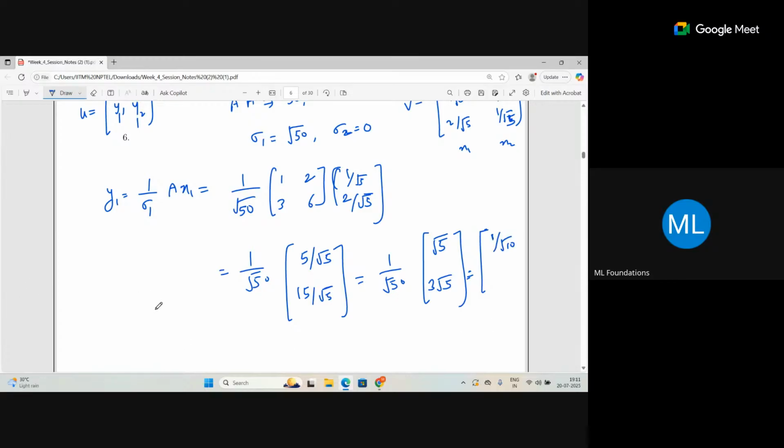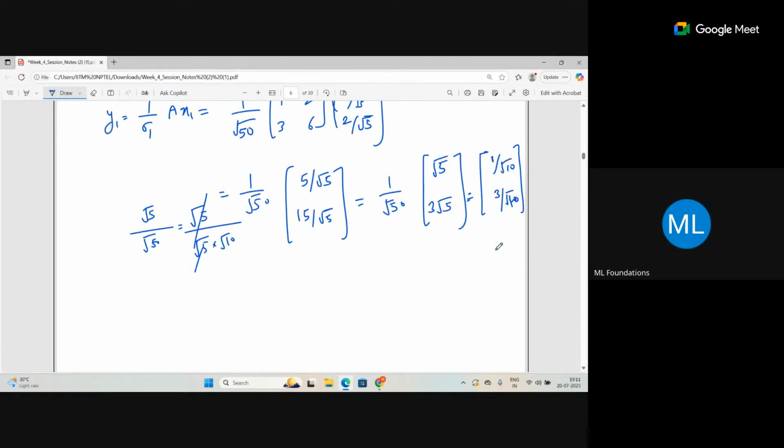Is that fine? Because it is root 5 divided by root 50. In that case, root 5 will be here. Root 50 can be written as root 5 into root 10, so this root 5 will get cancelled. It becomes 1 by root 10, and here it is 3 by root 10. Is that okay? I hope this is fine.